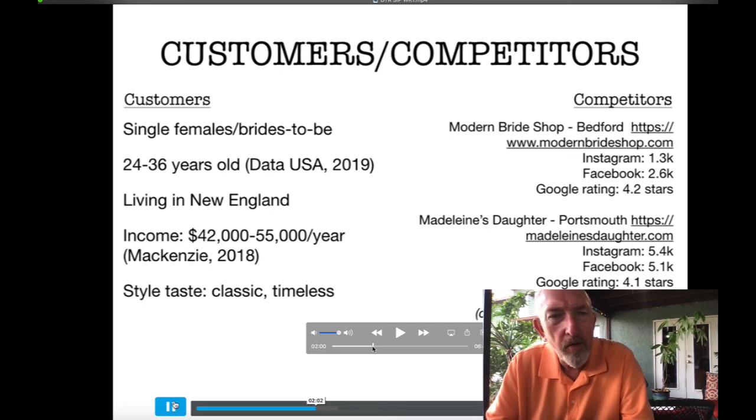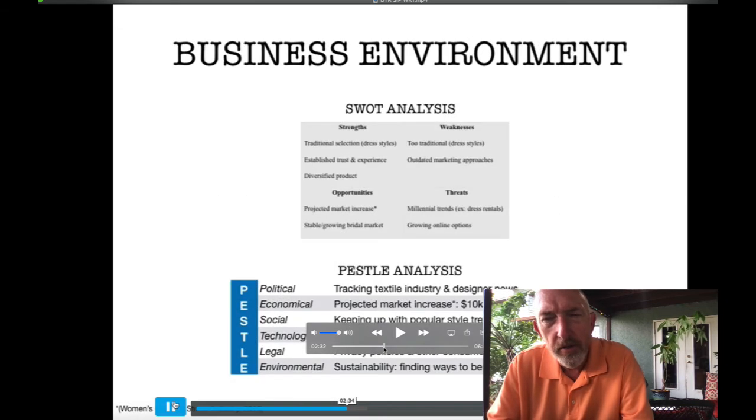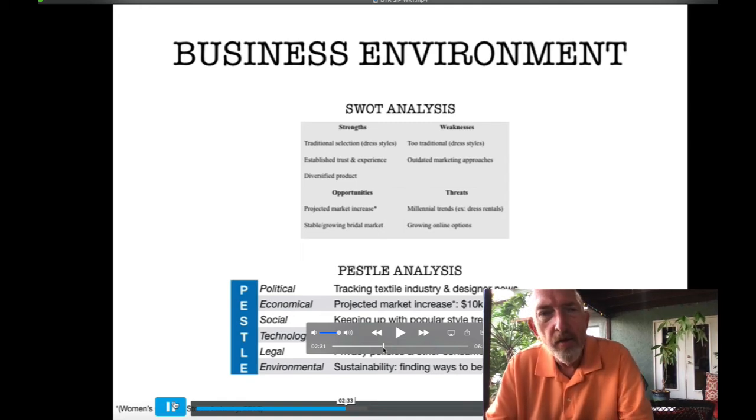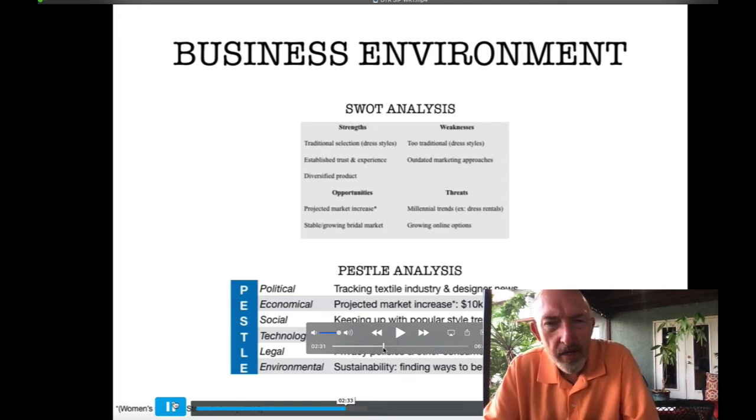Then they talk about who the customers are, who the competitors are. This just gives a good landscape. Then they do a SWOT analysis and a PESTLE analysis. Now, you've done a dozen SWOT analyses.